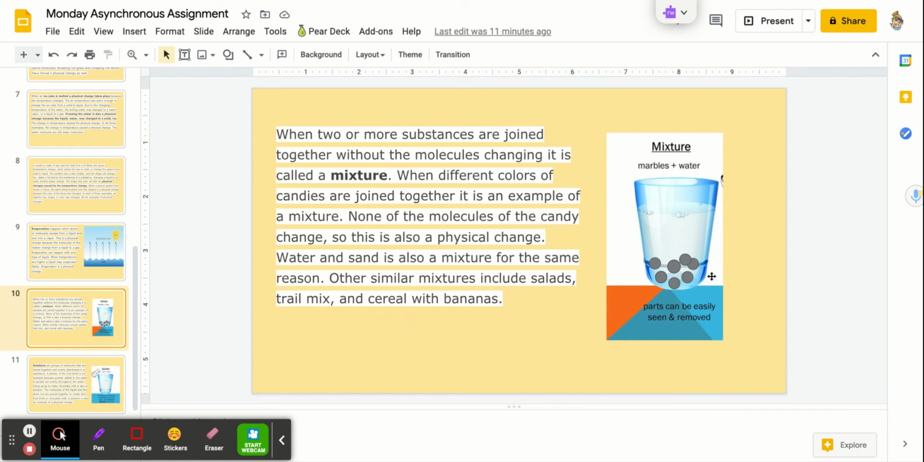So mixtures, you can kind of see the different parts, right? So you have like marbles and water over here in this example. This is an example of a mixture because you can still see the different components of the mixture.